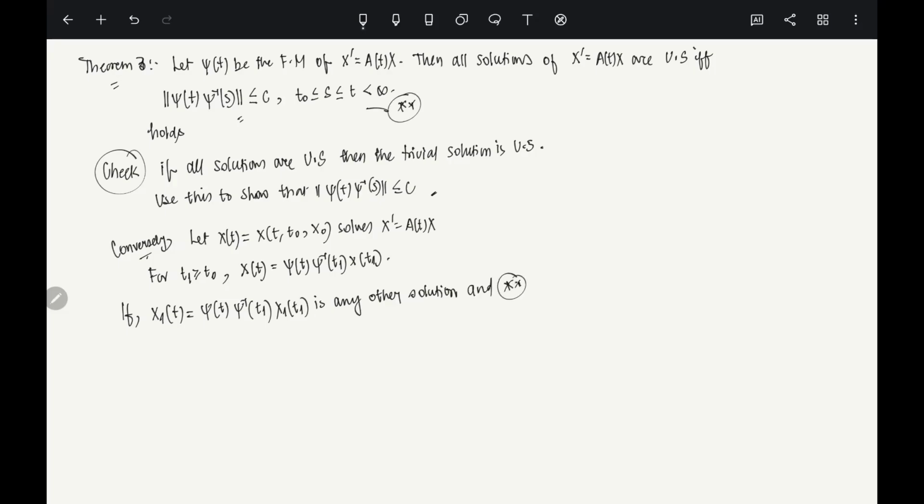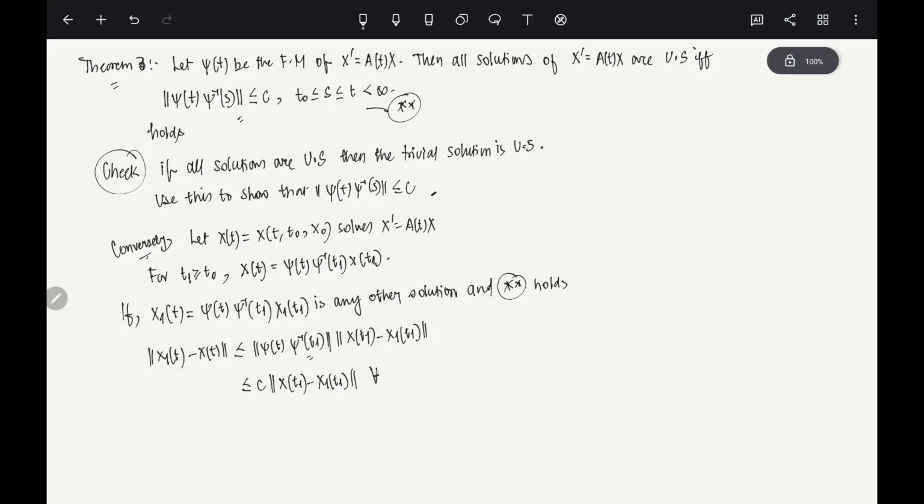And double star holds, what can we say? See, x1 of t minus x of t can always be dominated by phi of t, phi inverse of t1, which is common in both, and then x at the point t1 minus x1 at the point t1. Now this can be made less than or equal to c times the norm of x at the point t1 minus x1 at the point t1, because this is less than c. This holds for all t naught less than or equal to t1, which is less than or equal to t, which is finite.